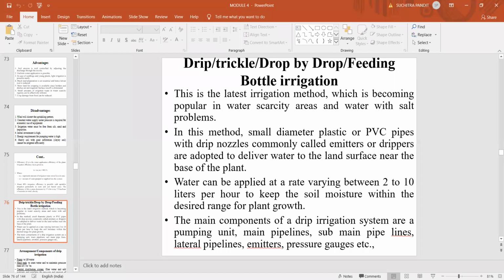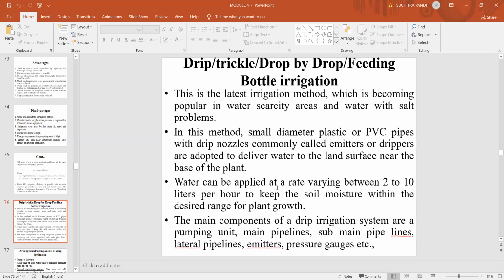In this method, small diameter plastic pipes or PVC pipes with drip nozzles, commonly called emitters or drippers, are adopted to deliver water to the land surface near the base of the plant. Water is supplied directly to the base of the plant drop by drop. Hence the efficiency of irrigation increases and the operational losses are less when compared to the sprinkler method and other methods of irrigation.